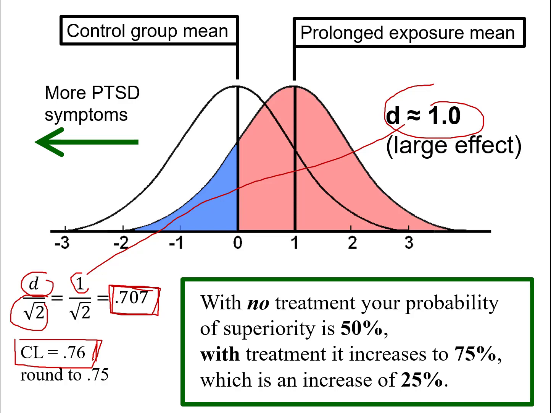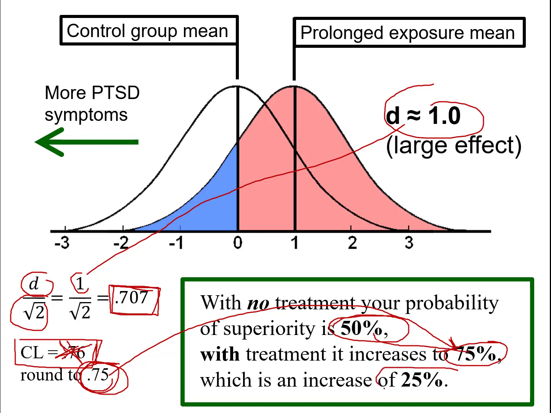And because of that, I think we're much better off to use slightly rounded values that are easy to remember rather than trying to use super precise values that probably aren't quite that precise anyway. So I'm not going to use this precise 0.76. I'm going to round it to 0.75. And that's where I got this value here to plug in right over here, 75%. That's why I got that value. So with no treatment, the probability of superiority is always going to be 50%. I calculated that with a d-statistic of 1, with treatment, that probability of superiority goes up to 75%. And so from 50% to 75%, that's an increase of 25%.